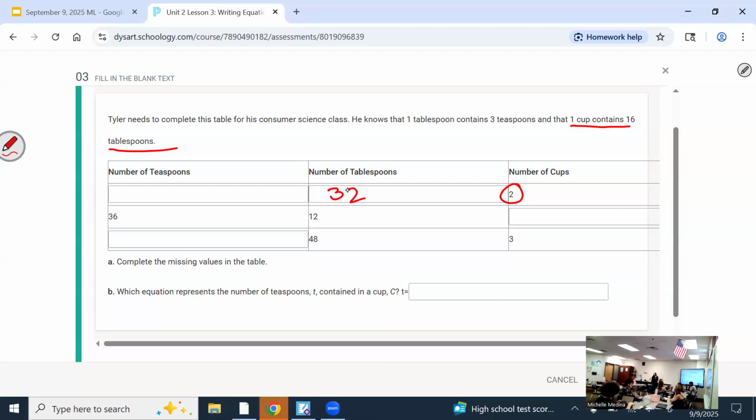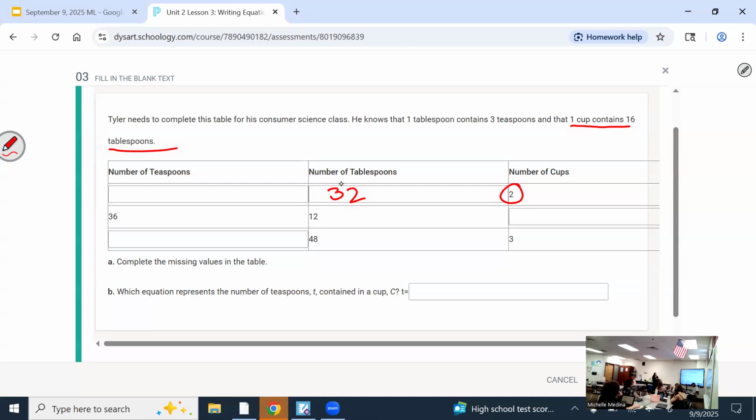32 is correct. Oh, you're trouble. Change my answer. You're doubling it. If I have 16 in 1 cup and now I'm asking about 2 cups, I want you to double it, so 32 tablespoons are in 2 cups.